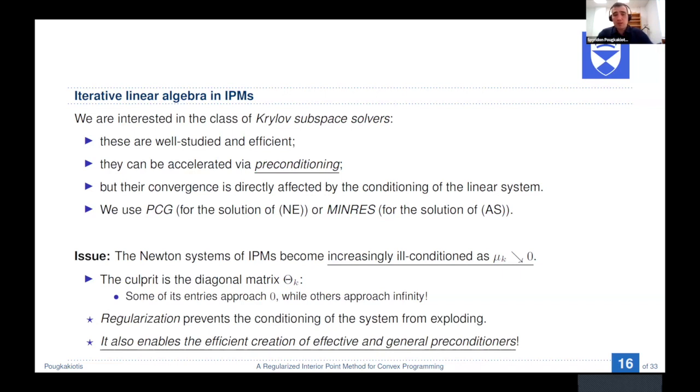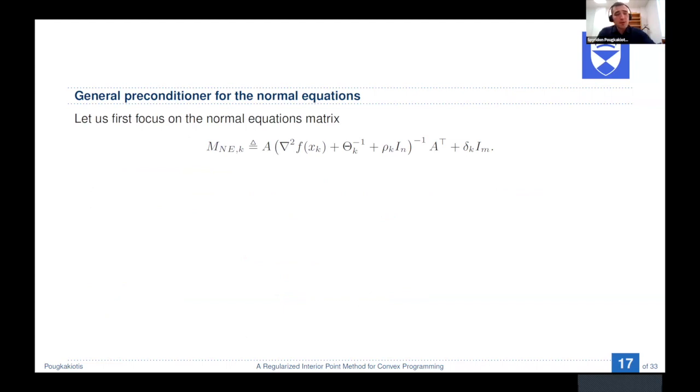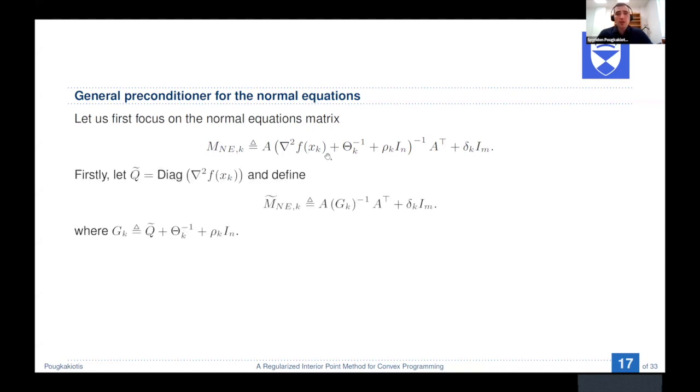And I want to showcase that with two simple examples of preconditioning strategies. So I will focus on the normal equations here just to show you how we can precondition the system utilizing the regularization. So for the normal equations, we have this coefficient matrix. And remember, I said we only solve the normal equations if the Hessian is diagonal. So let me consider only this approximated normal equations matrix where the Hessian of F has been substituted by its diagonal.